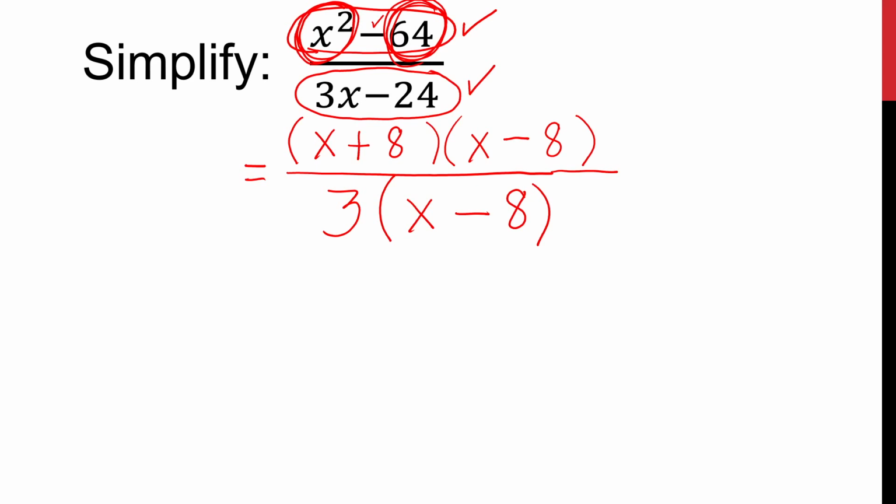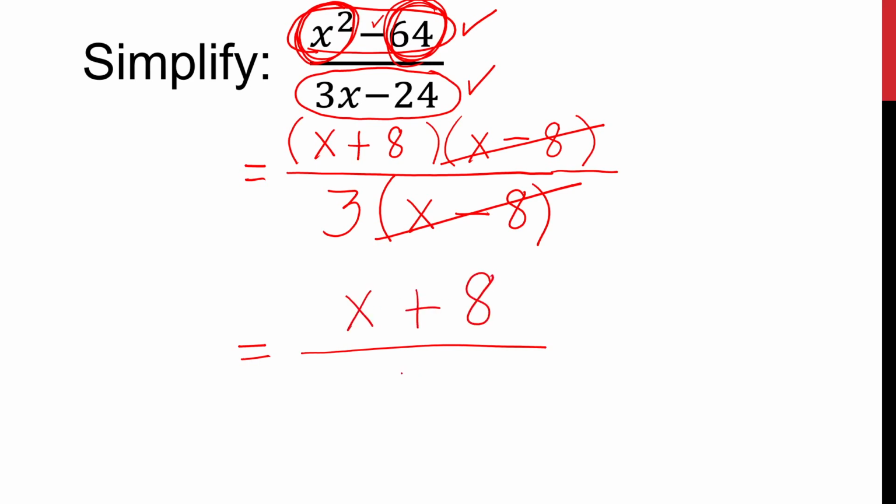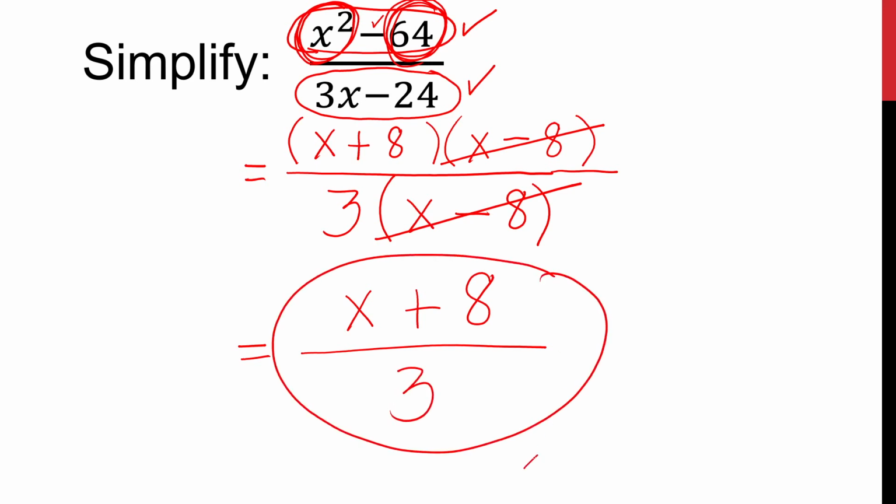Asa may pwede makancel ana, section Glory? X minus 8, sir. Very good. Kanang parihas, x minus 8, x minus 8. Cancel that out. Unsay nahibilin sa numerator? X plus 8. Unsay nahibilin sa denominator? 3. Mao na ni answer nato sa ato ang example.